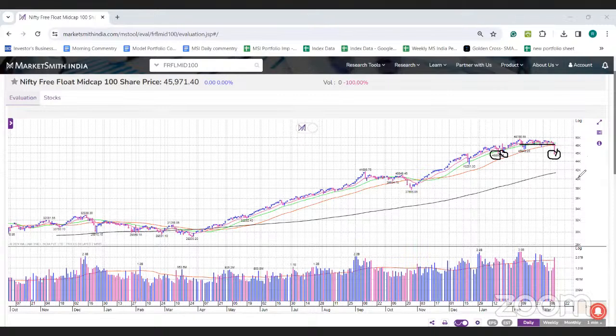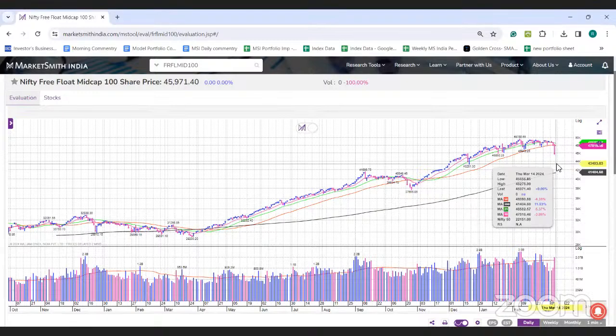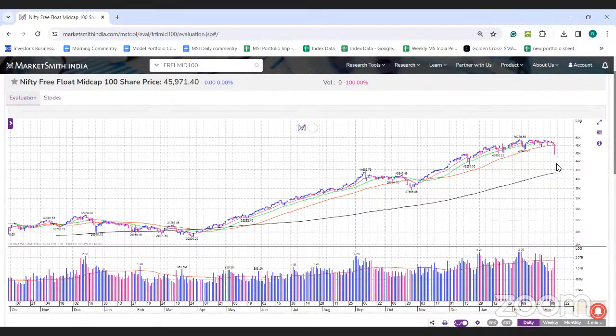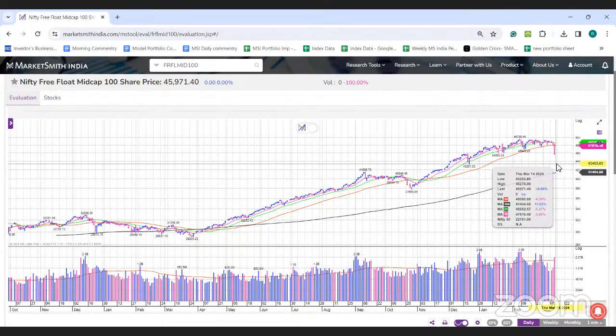The index was up more than 2%, but yes, it is still below its 50-day moving average. But today's recovery was really good in the index, if you can see over here. So broadly now we are still around 2% below its 50 DMA. So for the mid cap index, the most crucial level will be to move above 48,000.